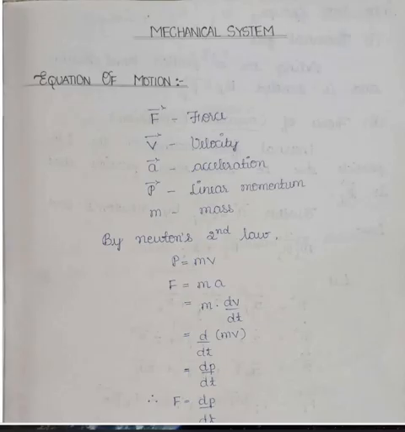We talk about mechanical system. Equation of motion. F is force, v is velocity, a is acceleration, p is linear momentum, m is mass. By Newton's second law, p equals mv, and F equals mass into acceleration. We can write m times acceleration dv by dt as d by dt of mv, therefore dp by dt. F equals dp by dt.